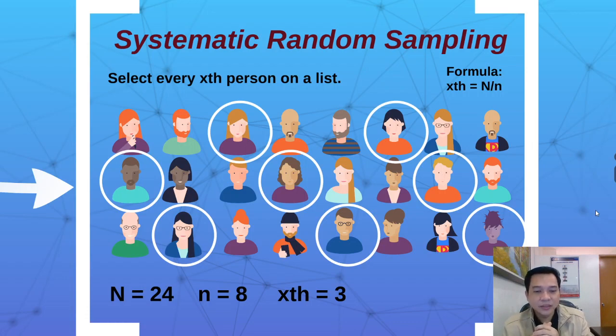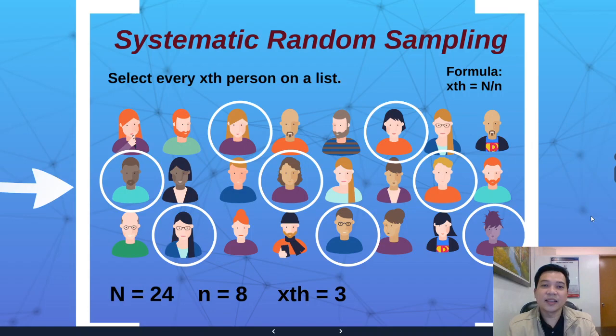So let's say you have 24 divided by 8, that will be 3. So every third on the sequence will be selected as part of the sample until you reach the end, or bottom line, it will still be the 8 target samples.